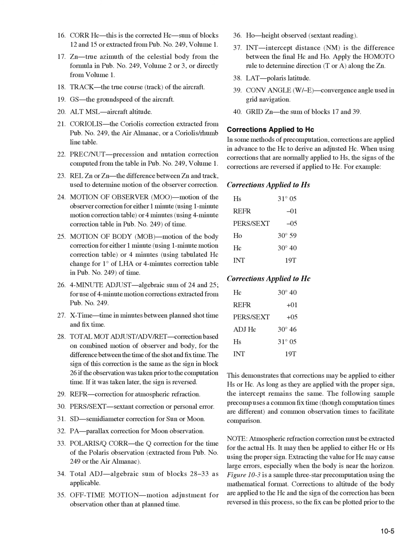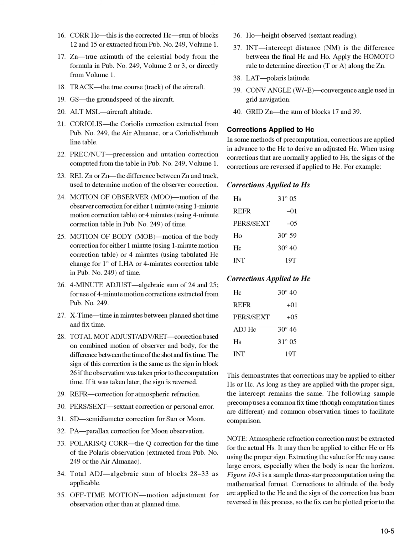For example, corrections applied to Hs: 31 degrees 05, refraction 01, pers/sext 05, Ho 30 degrees 59, HC 30 degrees 40, intercept 19 T. Corrections applied to HC 30 degrees 40: refraction plus 01, pers/sext plus 05, adjusted HC 30 degrees 46, Hs 31 degrees 05, intercept 19 T. This demonstrates that corrections may be applied to either Hs or HC. As long as they are applied with the proper sign, the intercept remains the same.